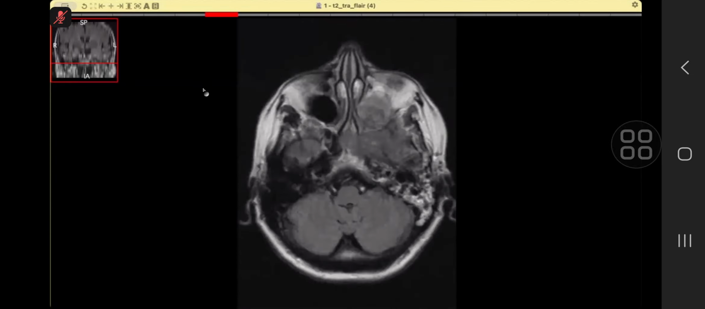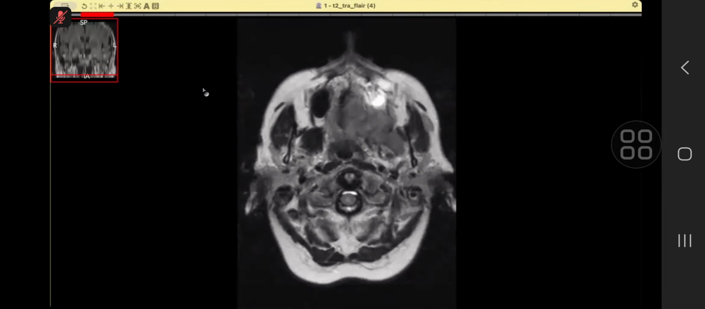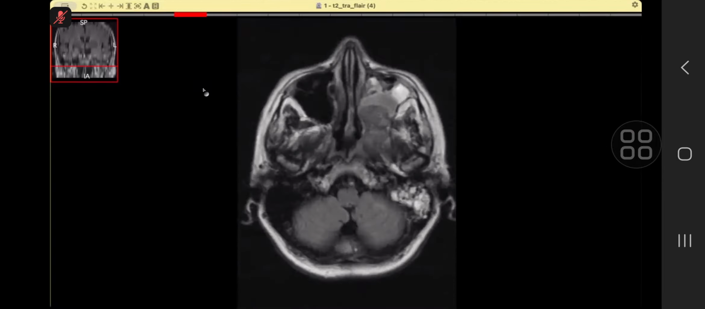I can appreciate extension of the lesion as well into the left-sided temporal fossa. However, no definite involvement of the temporal lobe. I would like to see the post-contrast images of the patient, if available, to look for enhancement. I cannot appreciate any further abnormality in the rest of the brain parenchyma, including the cerebellum, and bilateral internal auditory meatai are normal.